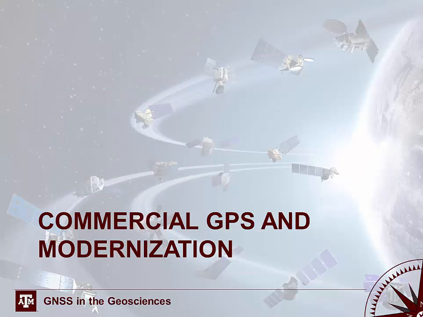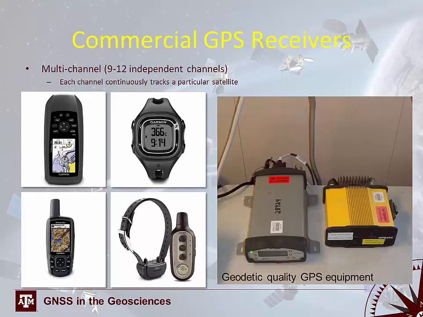So now that we've gone over a little bit about how the signals are structured, I'm going to go into just briefly what some of the commercial GPS systems are and how the system is being modernized. There's a variety of different commercial GPS receivers. Multi-channel receivers can handle anywhere from 9 to 12 independent channels. What that means is that each channel continuously tracks a particular satellite, so you can receive and process signals from up to 9 to 12 satellites.